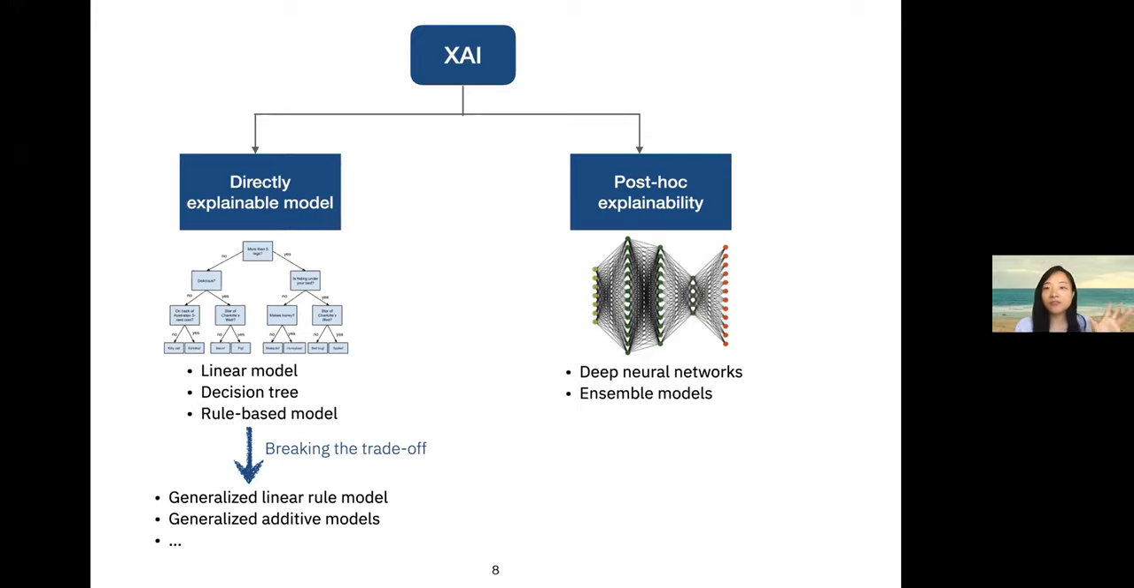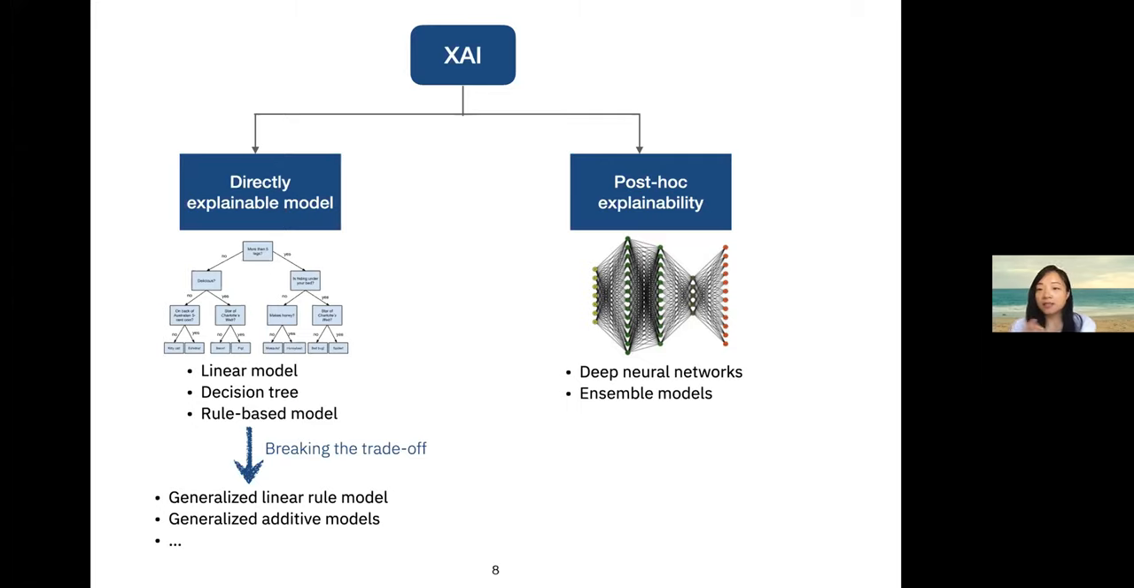And there are so many different techniques, but they generally fall into two camps. One is what we call developing directly explainable models. And the newer work is also trying to break this trade-off a bit to develop more sophisticated rule-based models or linear models that perform better than a simple model, but still preserve the property of being relatively easy to understand.